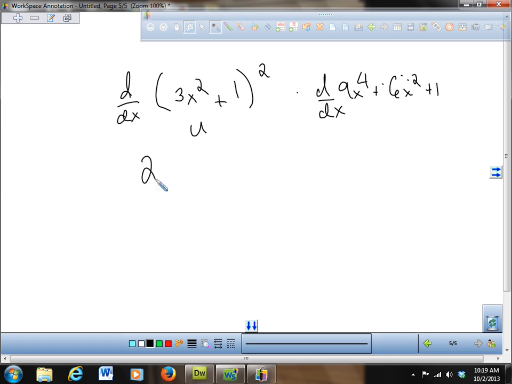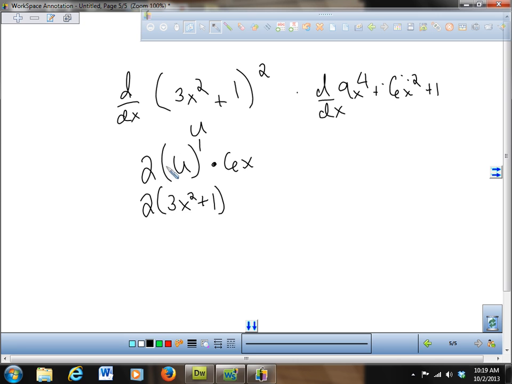The other way I could do it is call this thing u. So it's like 2 times u raised to the first power, because that's the derivative. So that's the outside function. What's the derivative of the inside function? 6x, okay? And since I let u be 3x squared plus 1, I plug back in 3x squared plus 1. You don't have to do a u substitution every time.